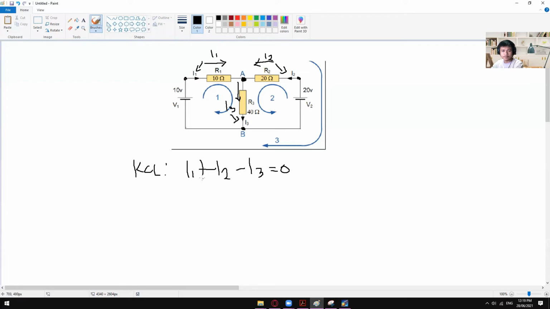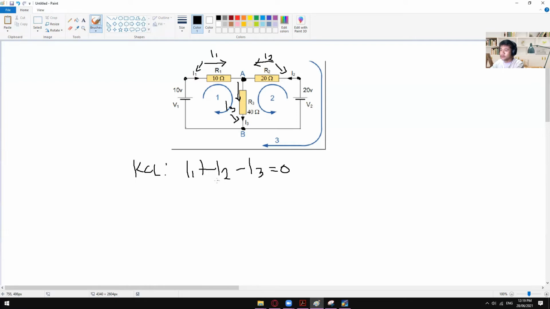Sir, are we clear so far with this I1 plus I2 minus I3? Yes, sir. Okay, I'm just checking because this is a very crucial explanation. If you won't be able to understand this example number one, then there is no way that you'll be able to understand the following examples.